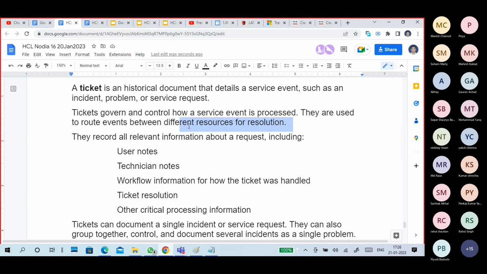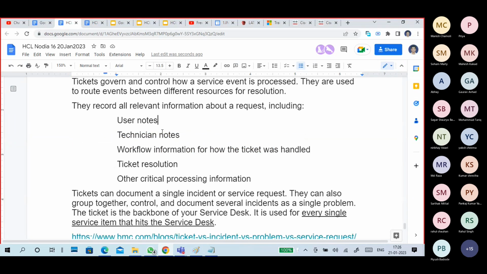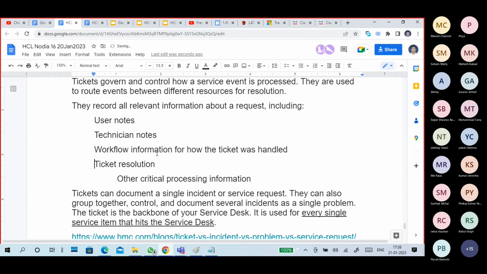They record all relevant information about a request, including what the user wrote, what the user told about an issue. This is the user note. And the technician note: what the technical team has done, their observations or troubleshooting, will be written in the note. And workflow information: how the ticket should be handled, who should handle it, what the concerns are, and how to proceed to the solution. And ticket resolution: how you resolved an issue, how it was completed, and critical processing information.